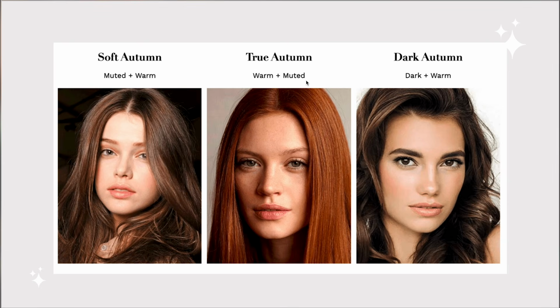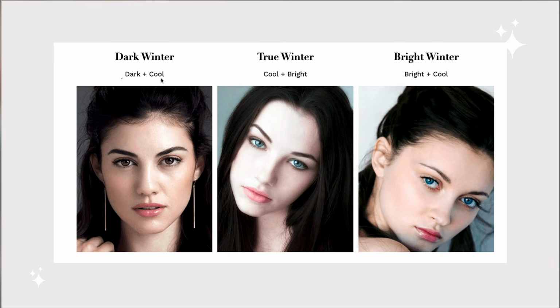If your primary characteristic is dark and your secondary characteristic is warm, you're going to be a dark autumn. If your primary characteristic is dark and your secondary characteristic is cool, you're going to be a dark winter. If your primary characteristic is cool and your secondary characteristic is bright, you're going to be true winter. And if your primary characteristic is bright and your secondary characteristic is cool, you're going to be a bright winter.